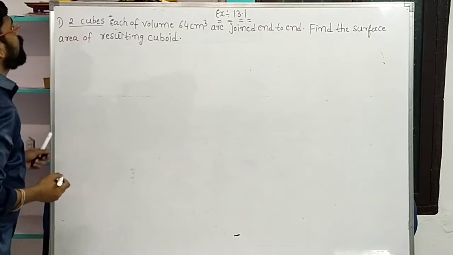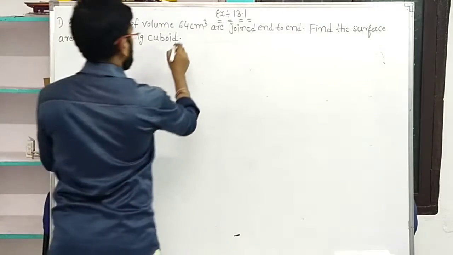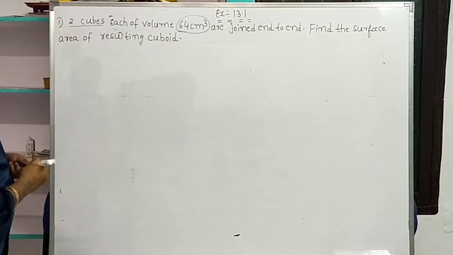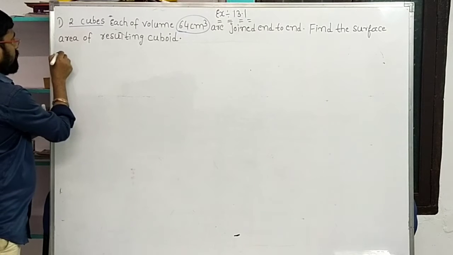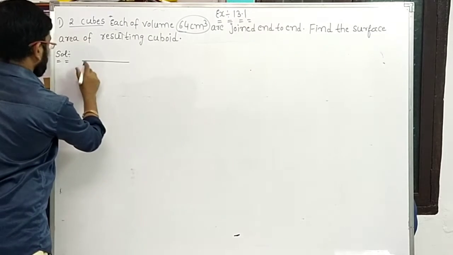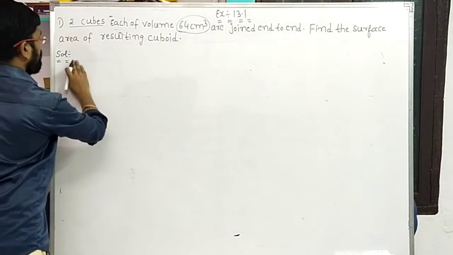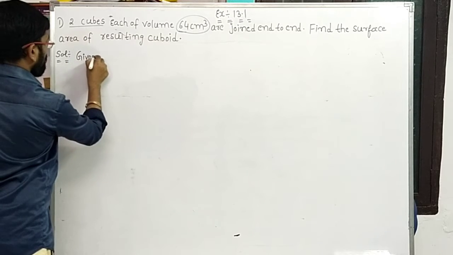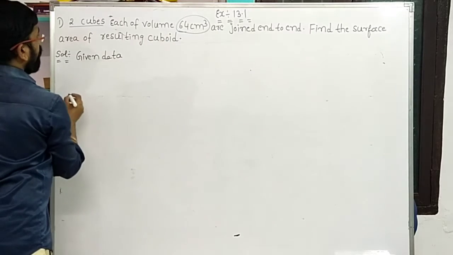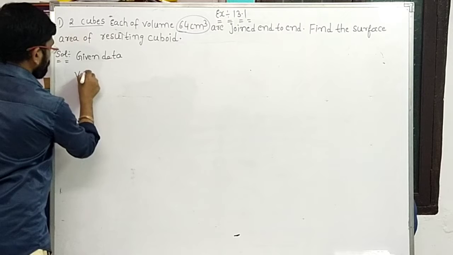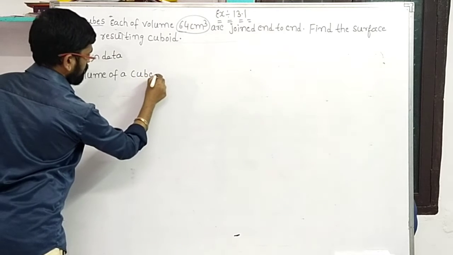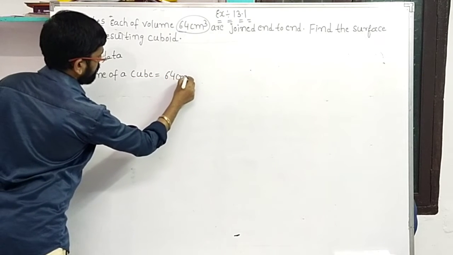Two cubes each of volume 64 centimeters cube are joined together. Find the surface area of the resulting cuboid. So first let us go with the cube. We need to write the given data. The given data is the volume of a cube, which is equal to 64 centimeters cube.